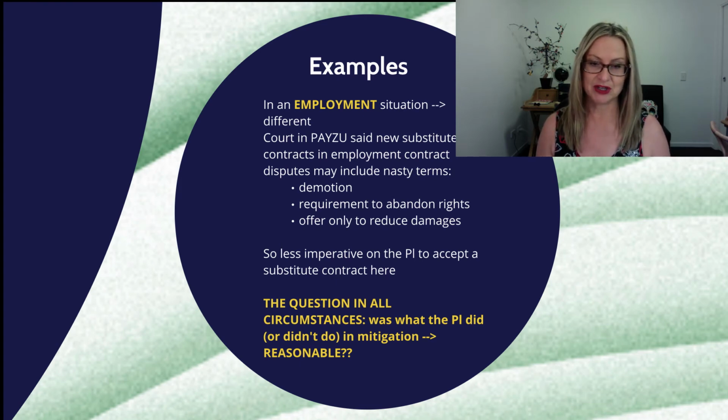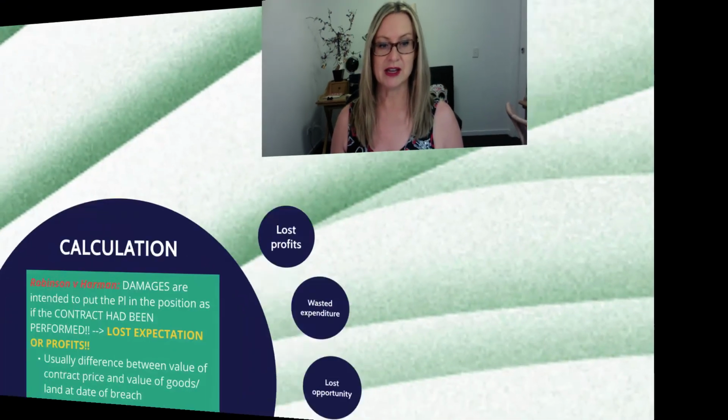So there's less imperative on plaintiffs to accept a substitute contract by way of mitigating your loss where the relationship is an employment relationship. The question in all circumstances here, whenever a defendant brings up mitigation, is, was it reasonable for the plaintiff to accept this contract in substitute for the original one as a means of mitigating their loss? If not, and it would be perfectly reasonable for the plaintiff to refuse that contract, then it's not going to be any advantage to the defendant to bring that up, because the plaintiff has done what's reasonable. So that's the issue of mitigation.